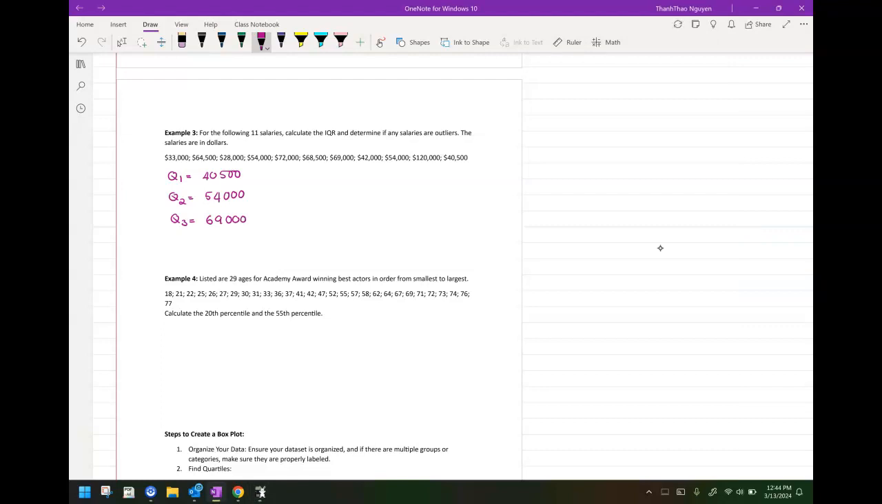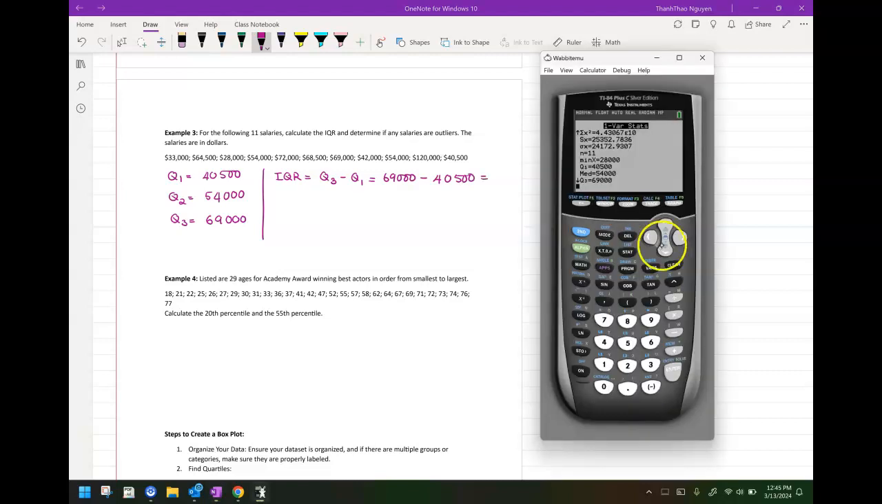Okay. So the next thing, we'll calculate our interquartile range. This is the difference of quartile 3 and quartile 1. So 69,000 minus 40,500. And that is 28,500.